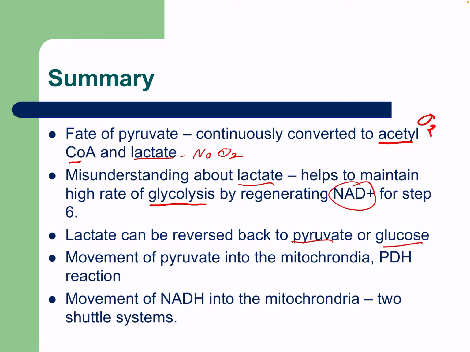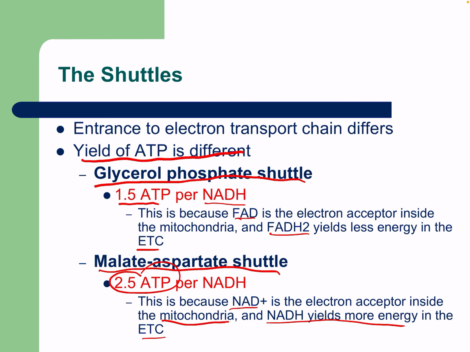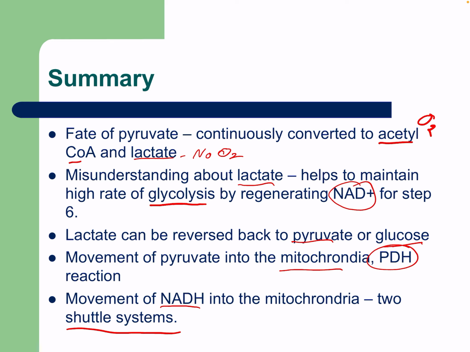The movement of pyruvate into the mitochondria involves the pyruvate dehydrogenase reaction. And again, pyruvate is the central crossroad of metabolism. The movement of NADH into the mitochondria involves 2 shuttle systems: the glycerol phosphate shuttle and the malate aspartate shuttle. So again, that was part 3 of glycolysis. As you can see, we started to get close.